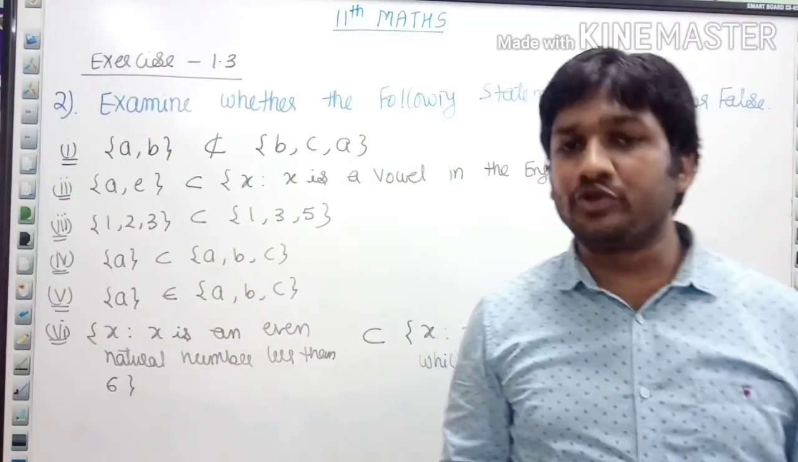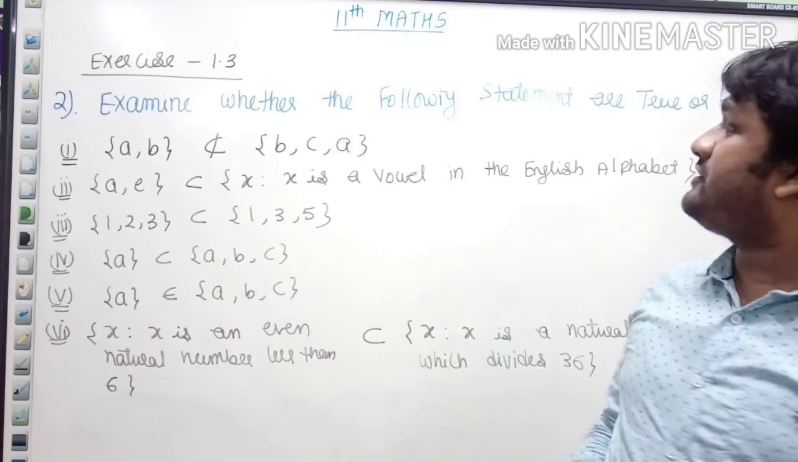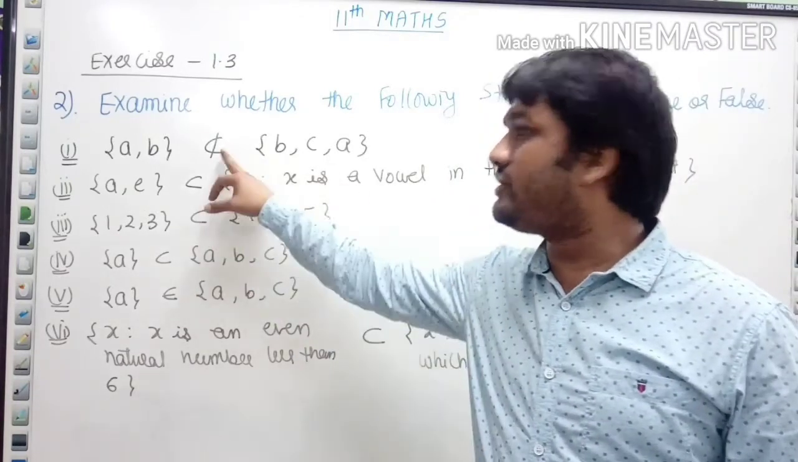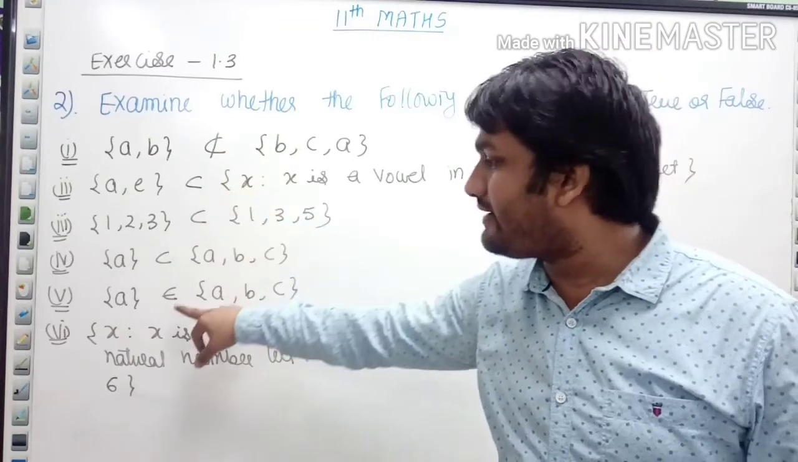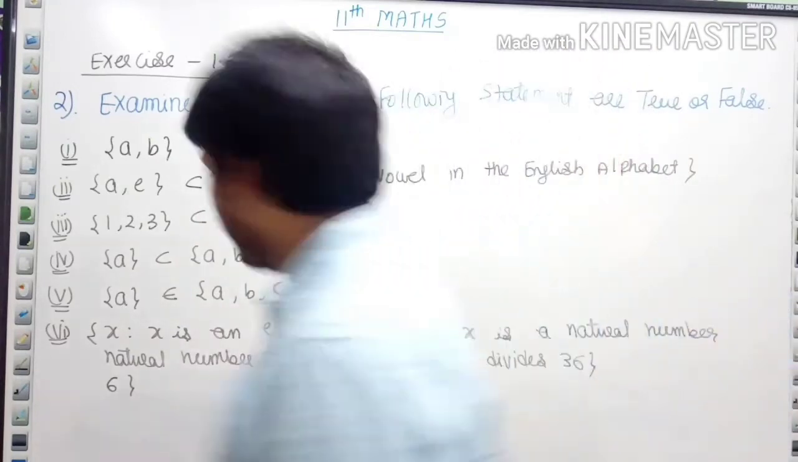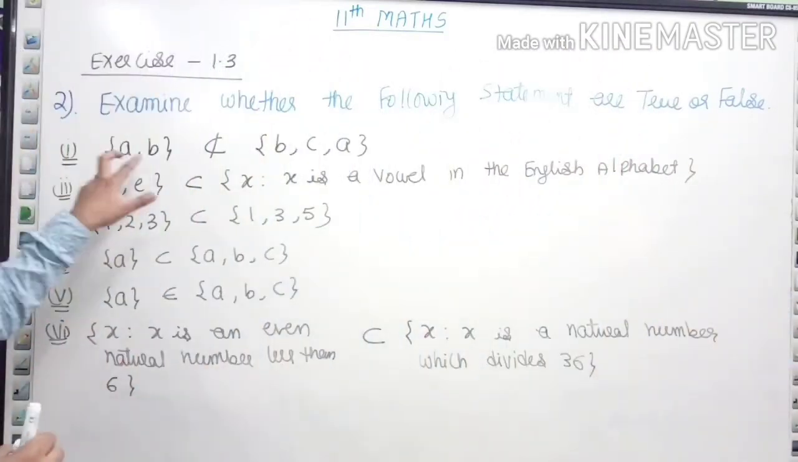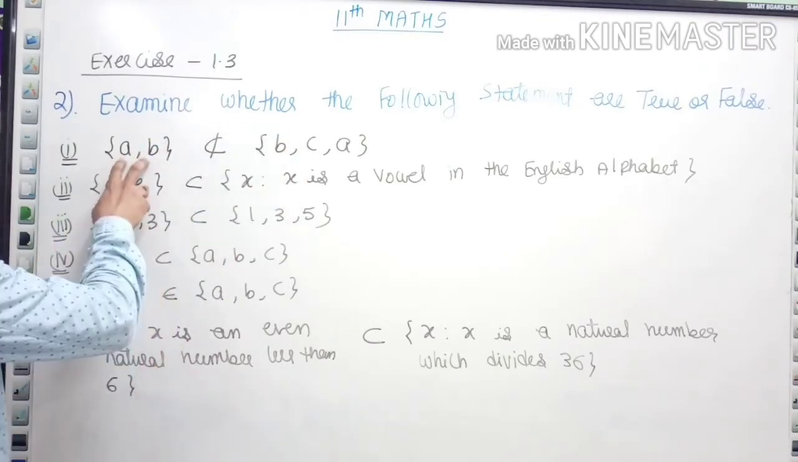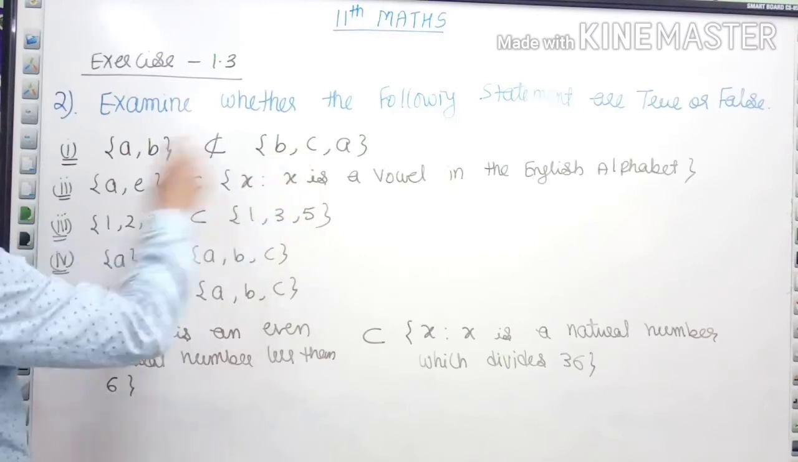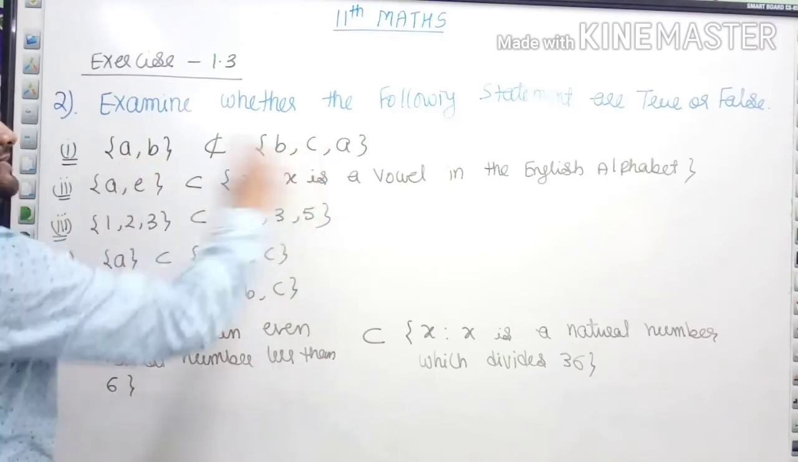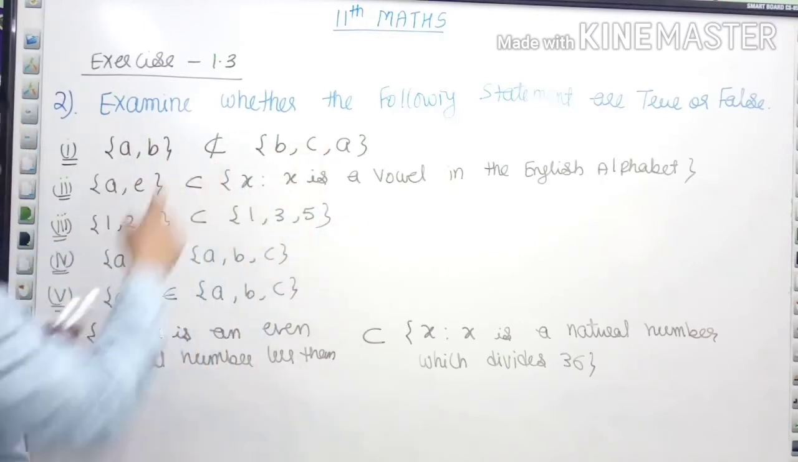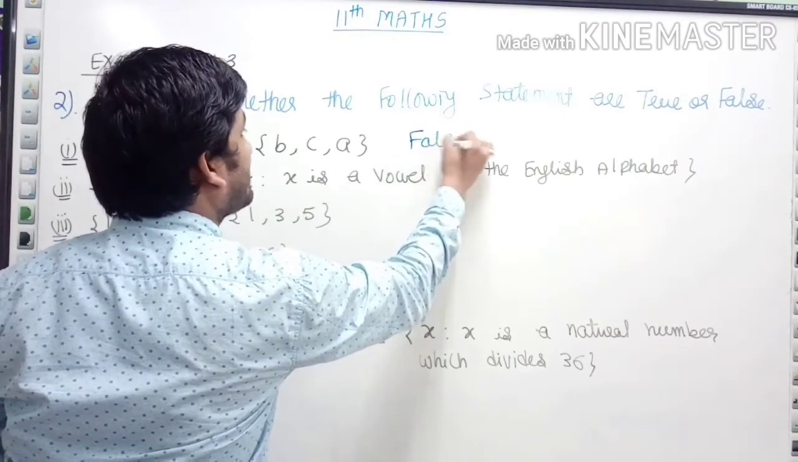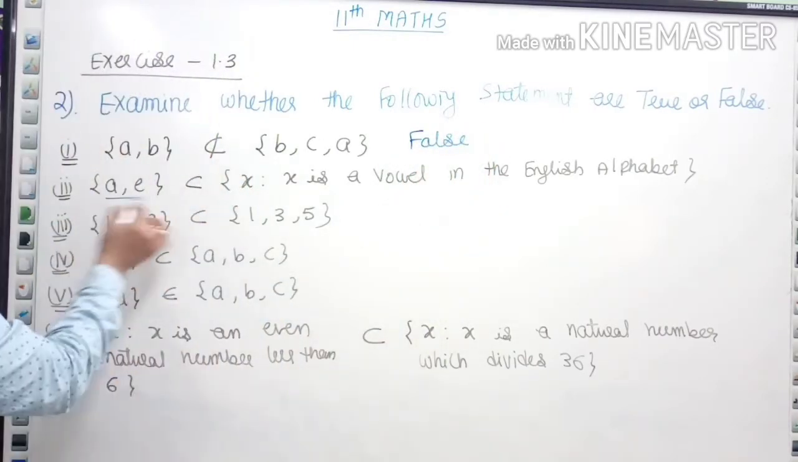Now students, second question. We have to just state which statement is true and which is false. The symbols that are used here are not a subset, subset and belongs to. Let's see. Now the first is, this is not a subset. See, not a subset means all elements should not be lying here. A and B lying here means it is a subset, but it is written not a subset, so we can say it is false.